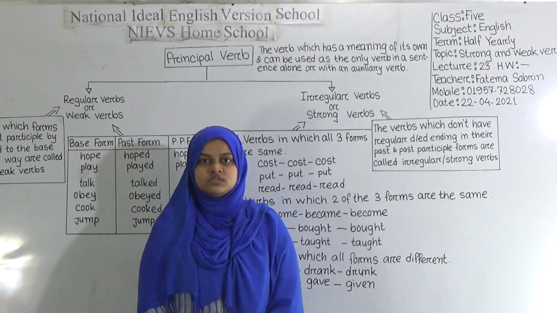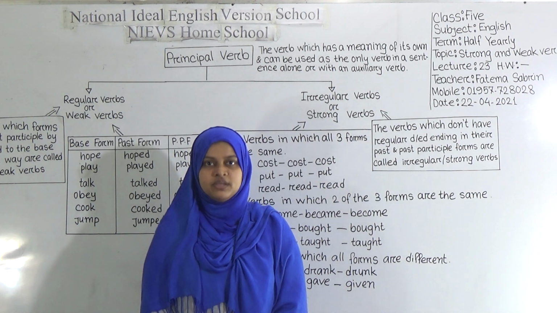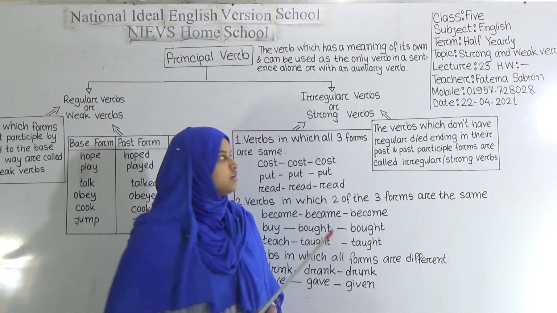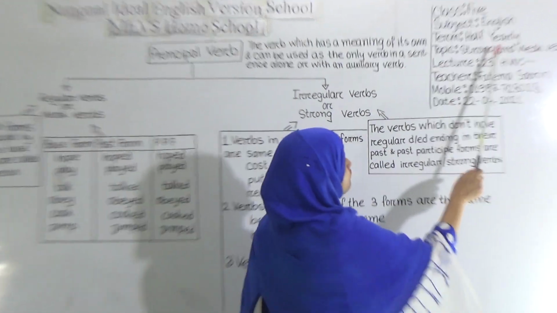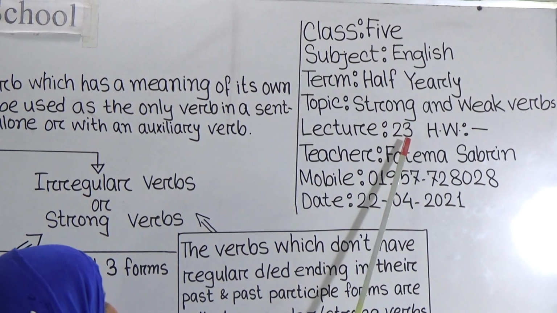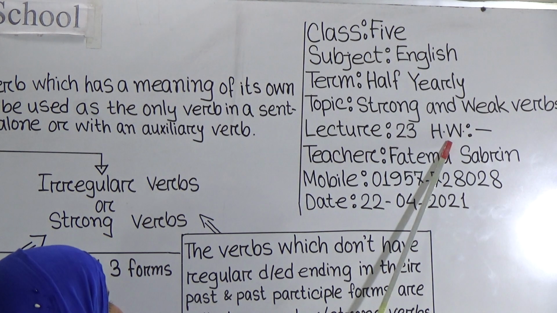Today I am going to take English class for the students of class 5 on the topic strong verb and weak verb. I am repeating, today our topic is strong verb and weak verb. Students, this is lecture number 23. And there is no homework for today's class.